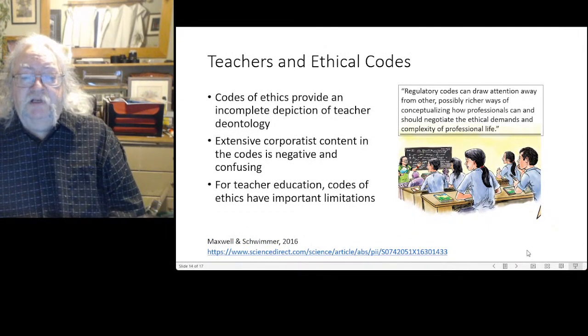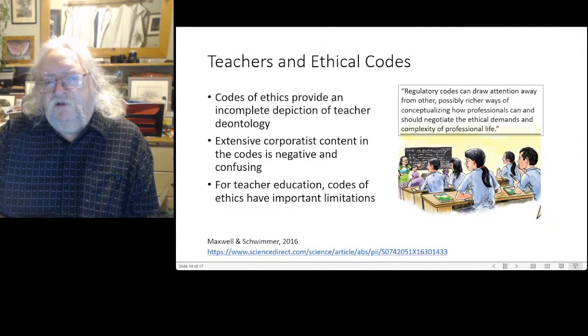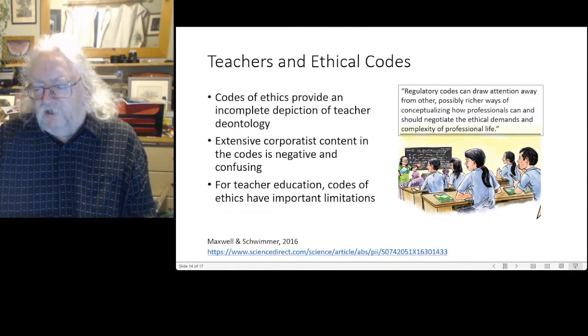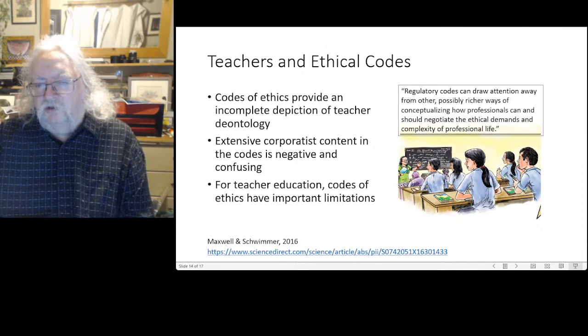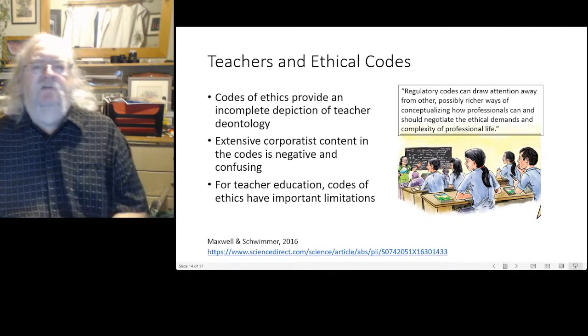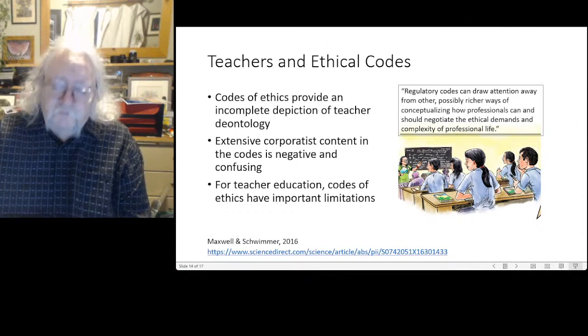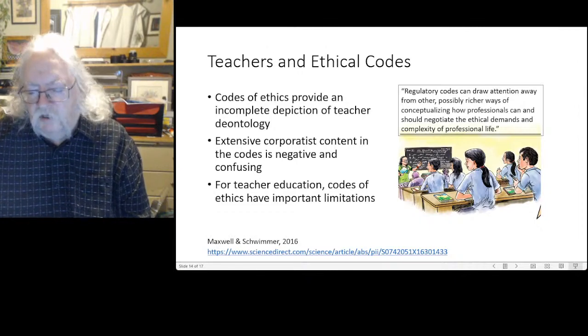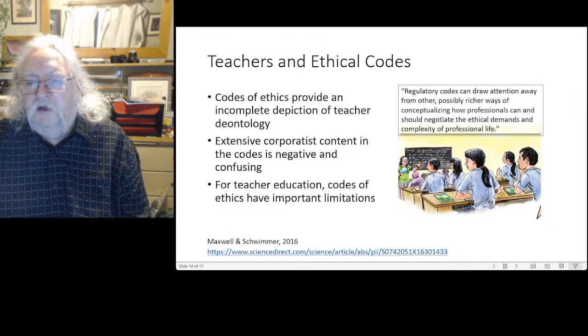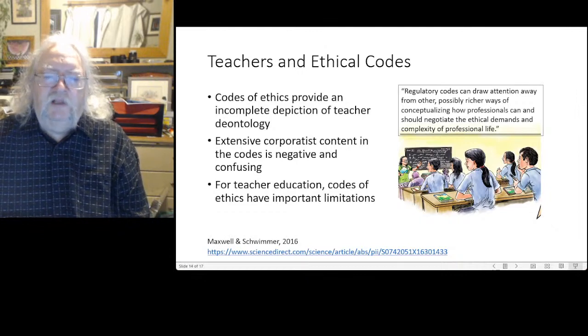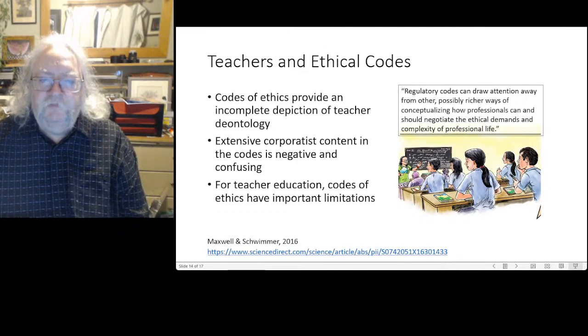Maxwell and Schwimmer recently did a study of teacher ethical codes, and this is something that I missed when I was doing the module on ethical codes, and certainly if I ever did this course again, which I'd like to do, then this work will go back into that module. But I still want to draw this out even here because it's relevant here.